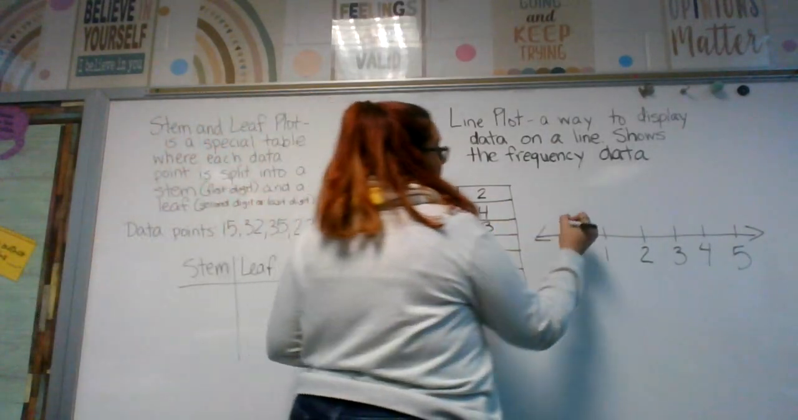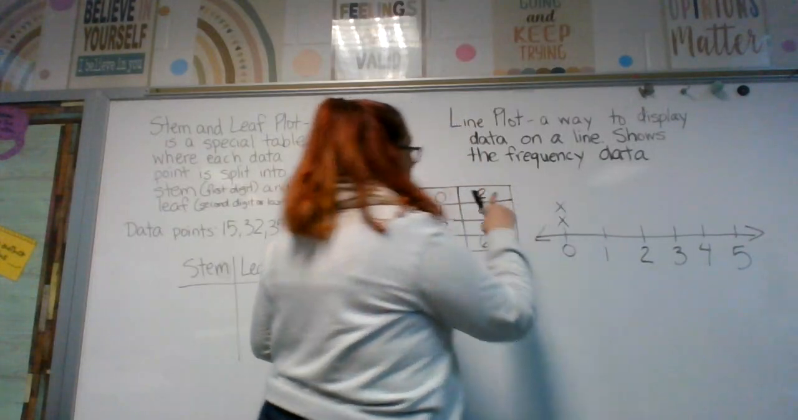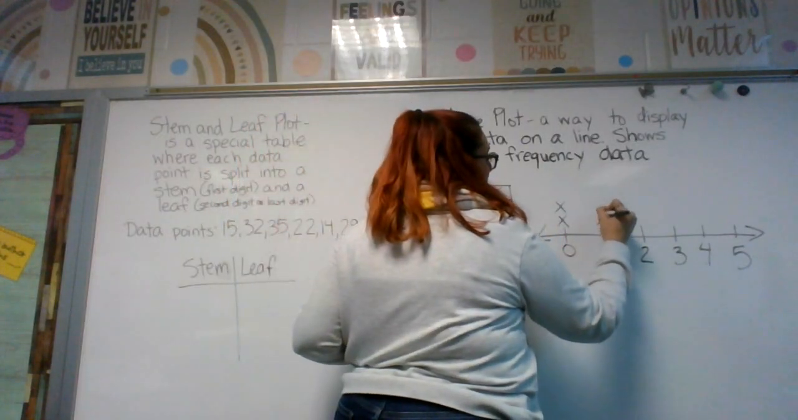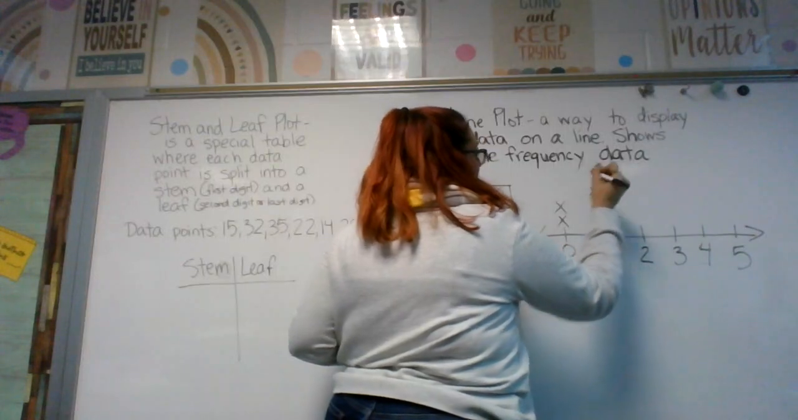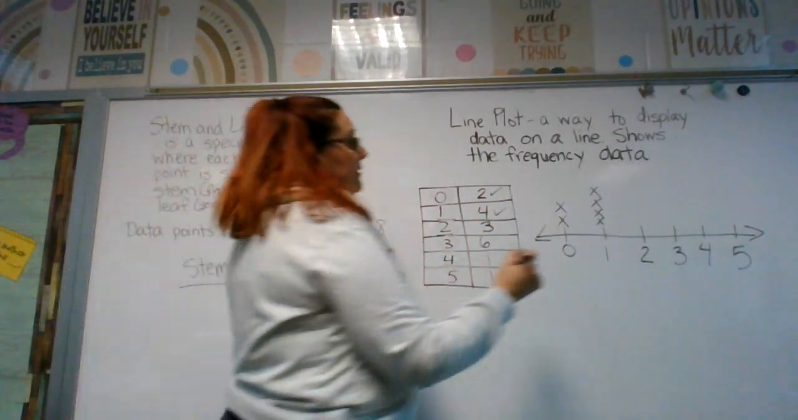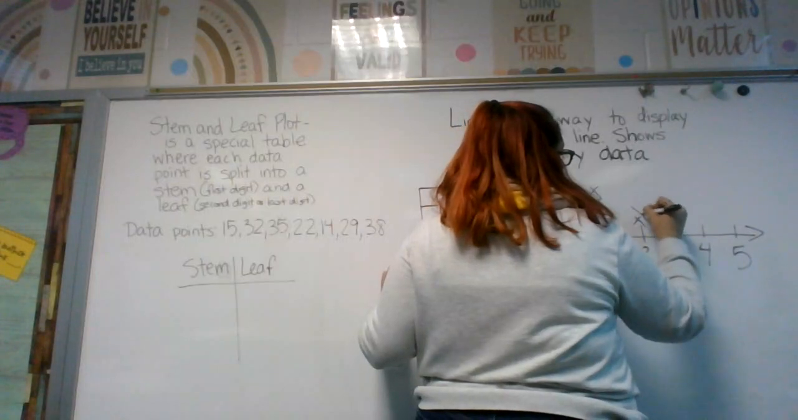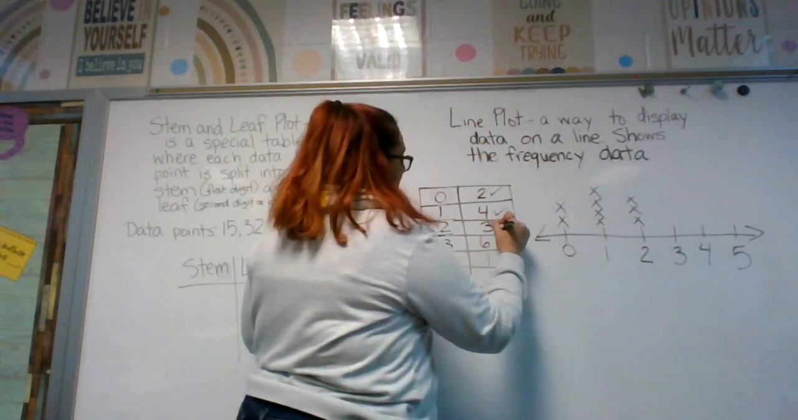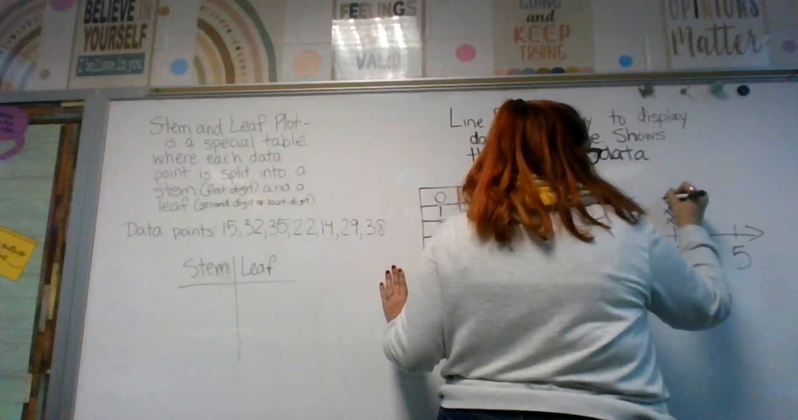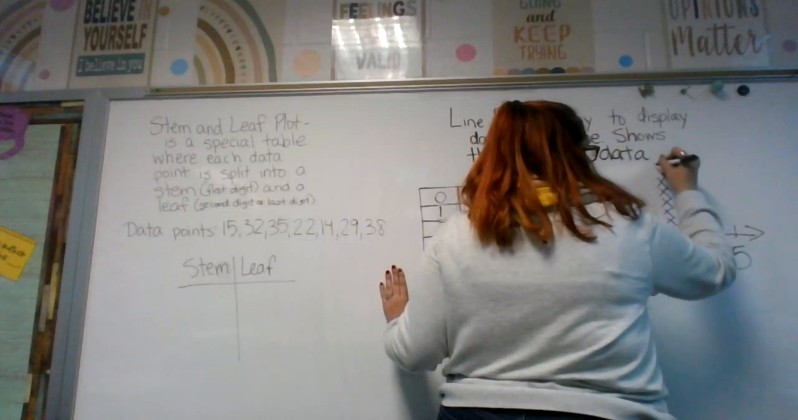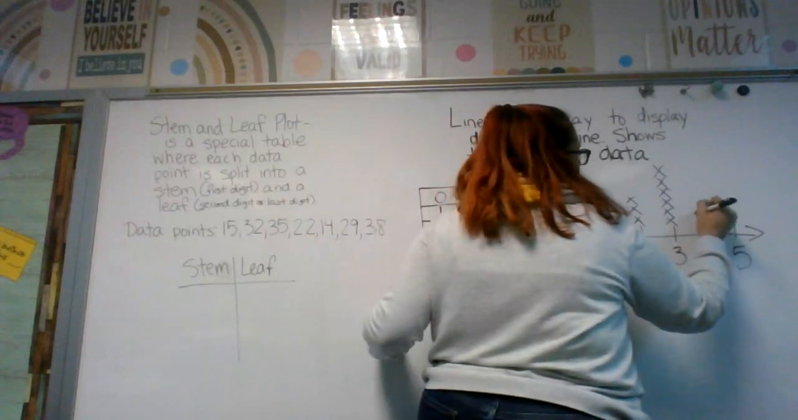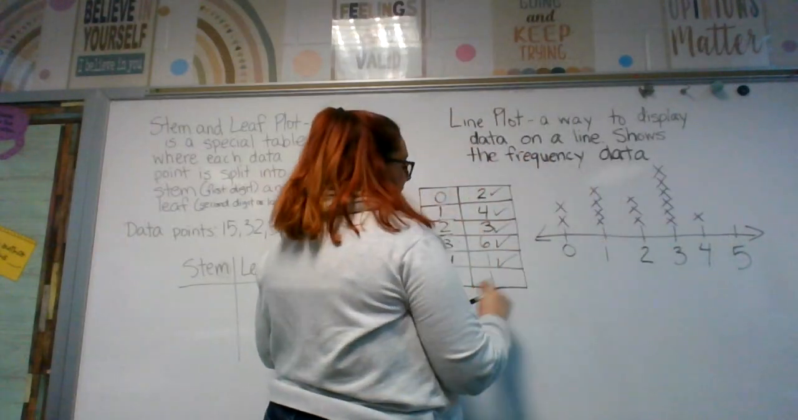So for our 0, we'd have 2 X's to show 2, and we check off that we've taken them. For 1, we would have 4, 1, 2, 3, 4. I would check that I've got that. For 2 siblings, we would have 3, 1, 2, 3. And I would check for 3 siblings, I would have 6, 1, 2, 3, 4, 5, 6. For 4, I would have 1. And for 5, I would have 1.